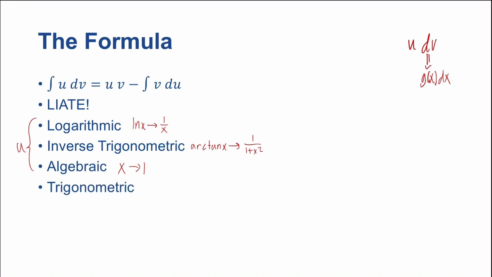Now we also have trigonometric functions. This is something like sine of x going to cosine of x. That doesn't really help us. And then exponential, e to the x obviously going to e to the x, or something like 2 to the x becoming even more messy. These are things that we should be choosing for our dv. So after we've gone over that, I think it's a good idea to do our example. Our example is to solve for the indefinite integral of x times the cosine of x dx.